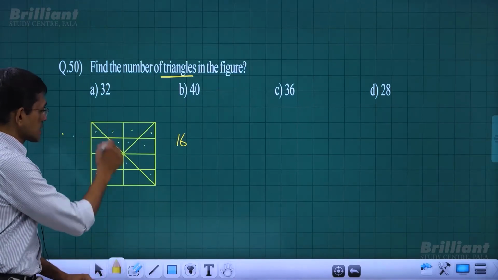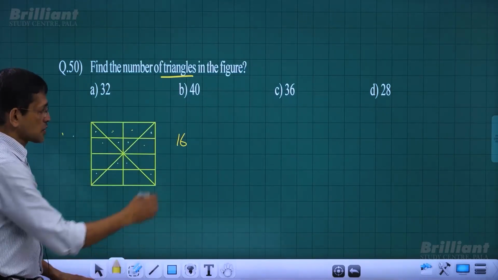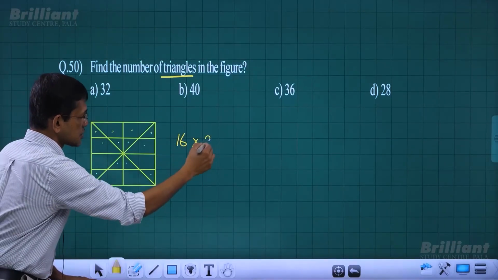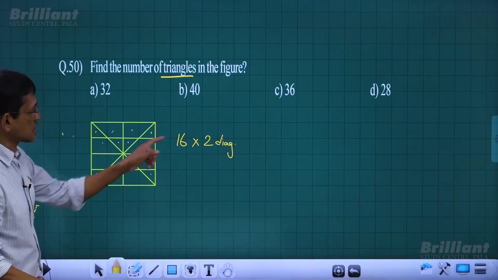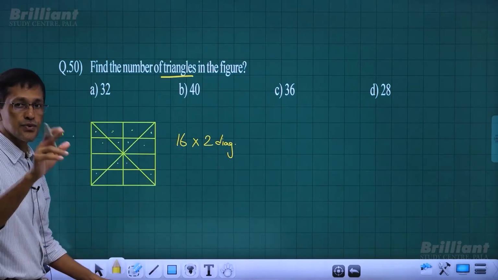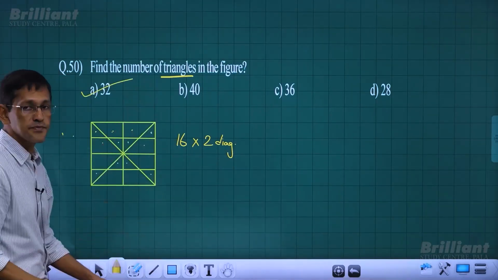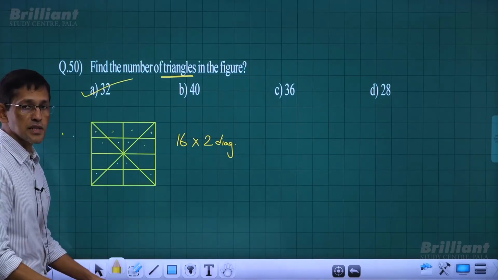How many diagonals? There are 2 diagonals. So 16 pieces into 2 diagonals. How much is that? 16 into 2? 32. So your answer must be 32. So that's what it is.